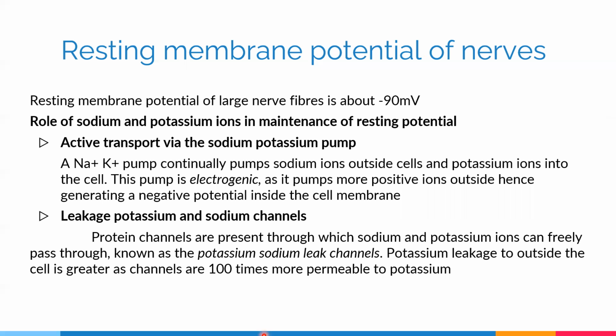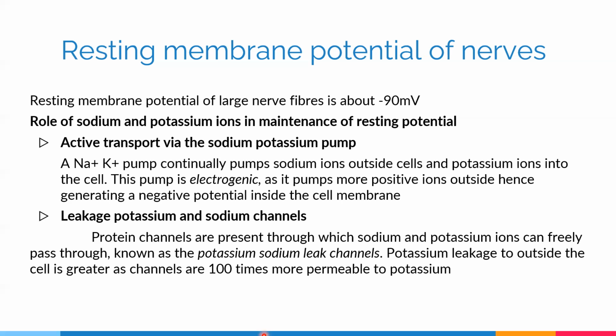This pump, as we have already discussed, is electrogenic in nature, as it pumps more positive ions outside the cell and hence generates a negative potential inside the cell membrane. Three positive ions in the form of sodium ions are getting out while 2 potassium ions are getting in, and thus there is a net 1 positive charge going outside, and hence the potential of the inside of the membrane is gradually becoming more negative.